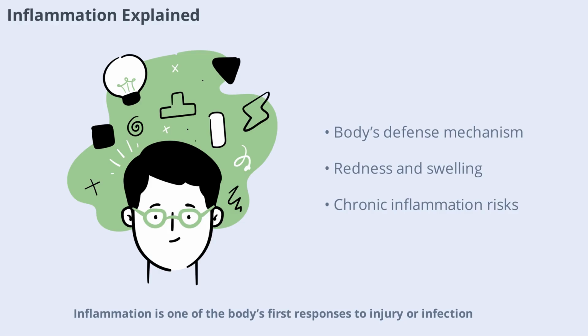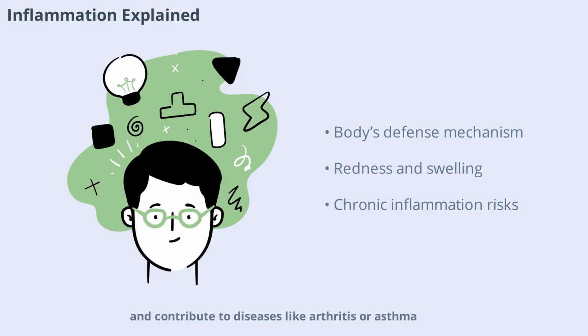Inflammation is one of the body's first responses to injury or infection. It's a complex process involving immune cells, blood vessels, and molecular signals. While its purpose is to eliminate harmful agents and start the healing process, excessive or chronic inflammation can damage tissues and contribute to diseases like arthritis or asthma. Classic signs of inflammation include redness, heat, swelling, pain, and loss of function. By understanding the steps of inflammation, we can better appreciate how the body defends itself and why sometimes this defense can go awry.